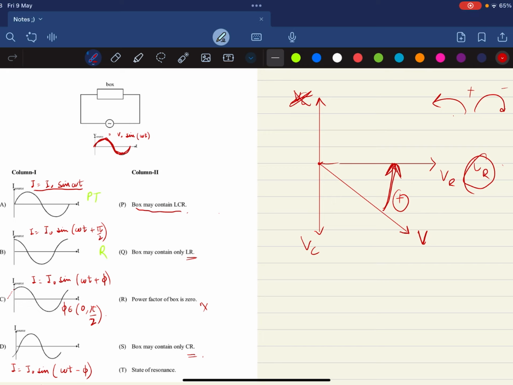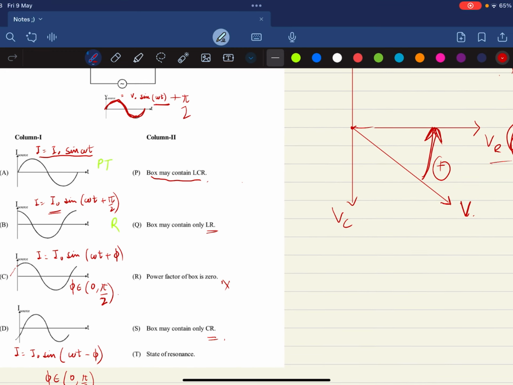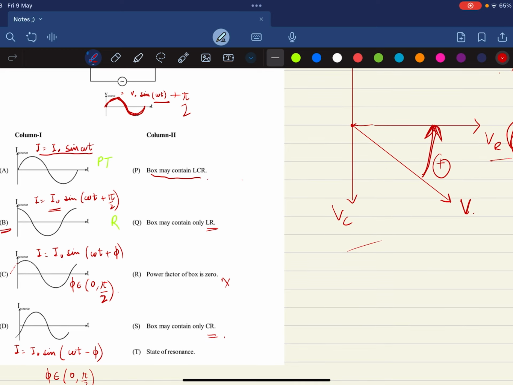In this case the current is leading, and we added to voltage to get to I. So we added to voltage to get to IR, and here also we added some phase difference to voltage to get to I naught. So B matches with RC. So B matches with RC, so S and R are the correct options.